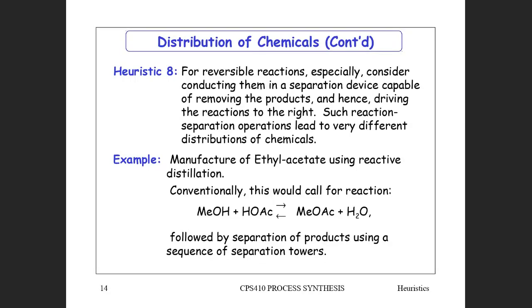And we go on to heuristic 8. This is to do with using a reactor inside of a distillation column. So for reversible reactions especially, consider conducting them in a separation device capable of removing the products as they get formed, and hence driving the reactions to the right.